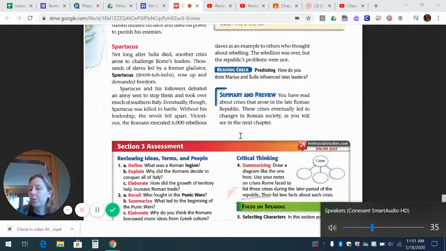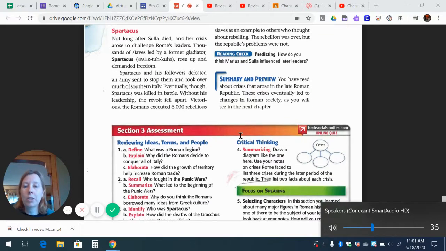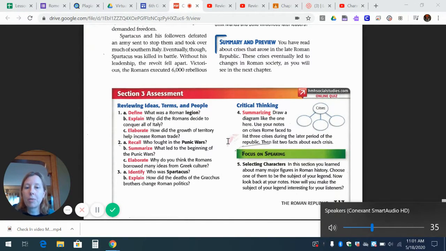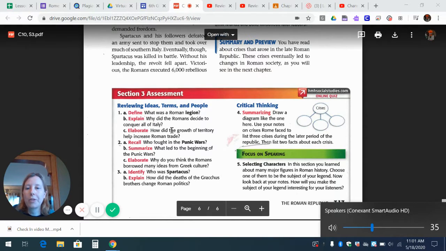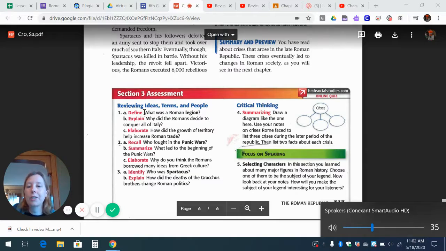We'll start next week with chapter 11, which talks about what comes after the Republic. So there's a couple more crises that the Republic is going to have to deal with. If you have any questions, give me a call or email me or send me a message somehow. Let me know what you need help with, but hopefully you were able to find where the different answers were in the textbook, and this will help you with the Section 3 assessment questions.